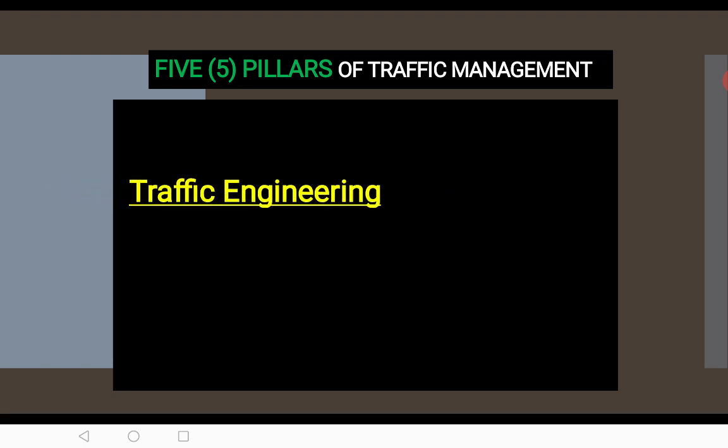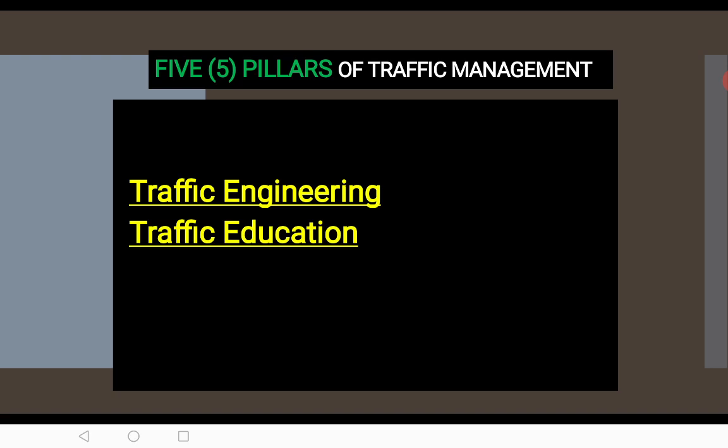When we say traffic engineering, it's all about measuring traffic and travel. It is the science of measuring traffic and travel. They are the ones who study the basic laws relative to traffic flow and generation, and the application of this knowledge to the professional practice of planning and operating traffic systems. The purpose of traffic engineering is to achieve safe and efficient movement of persons and goods.